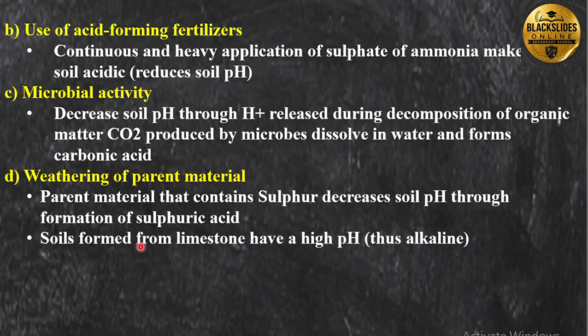So soils formed from limestone, we are still looking at weathering of parent material. Remember, limestone is a calcium carbonate, which is a base. So soils formed from limestone have a high pH. If the soil contains calcium hydroxide, which is limestone, once dissolved in water, such a soil will become highly alkaline, and so the pH would be greater. The higher the pH, the greater the alkalinity.